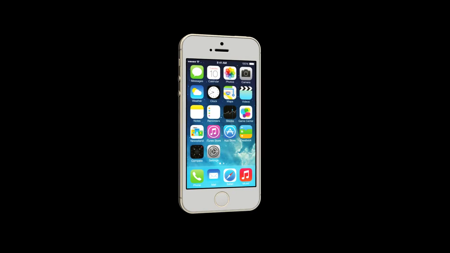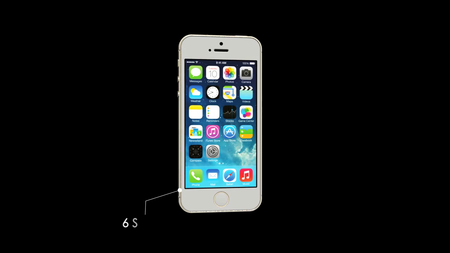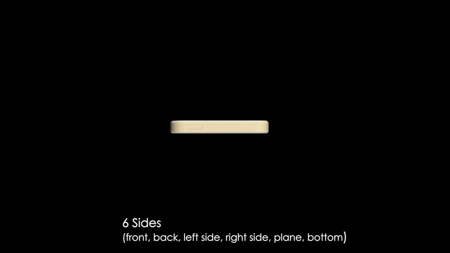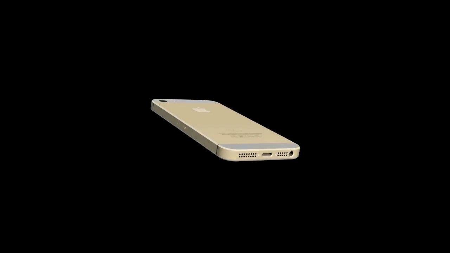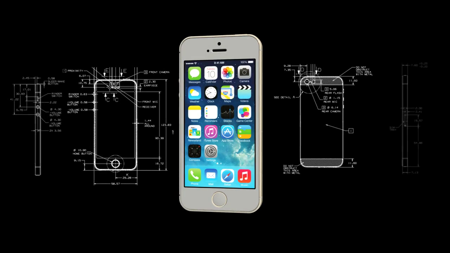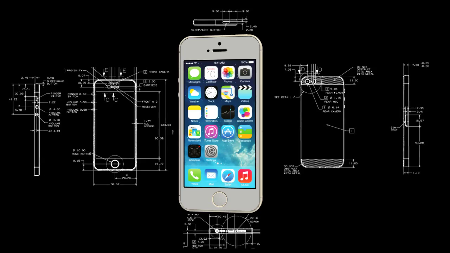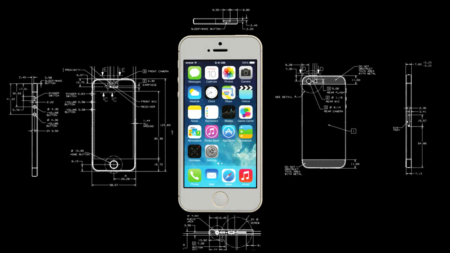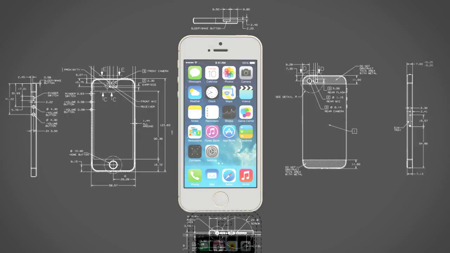The design plan must allow a full understanding of the 6 sides, which are front, back, left, right, plane, and bottom. The method of drawing a design plan is different for every product, but if the perspective view and set of 6 drawings are clear, then there should be no cause for concern.